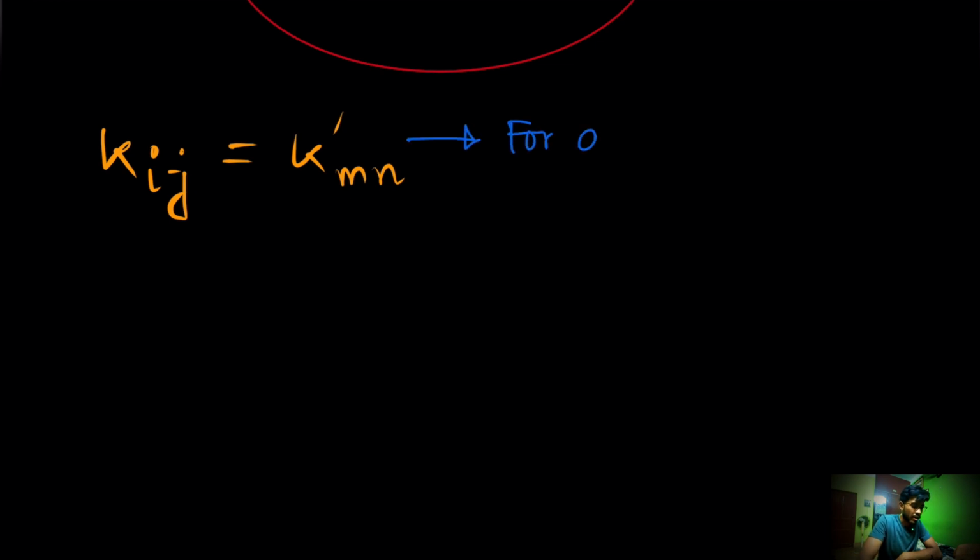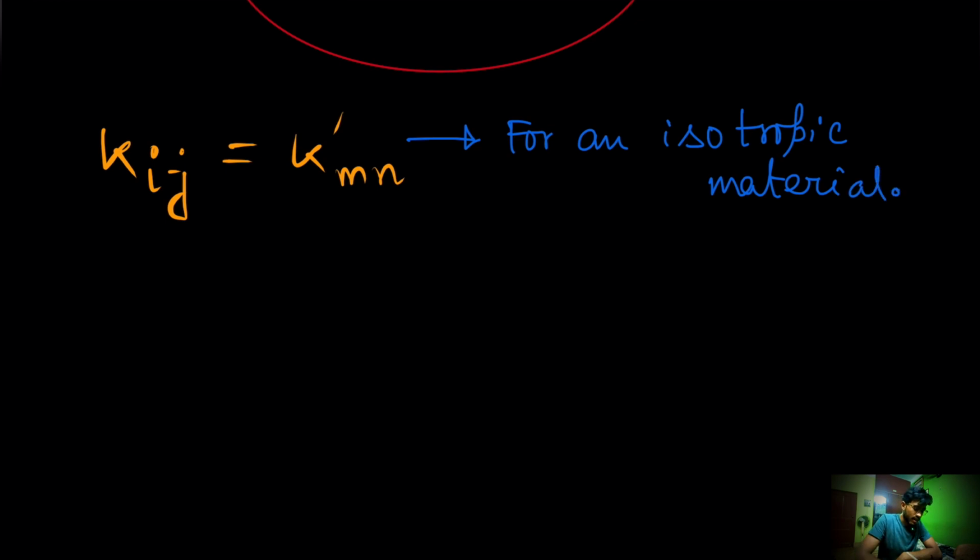Now the main thing comes. I have my thermal conductivity tensor Kij, and for an isotropic material, Kij is equal to K'mn. That is, the elements in the original coordinate system and the changed coordinate system will be identical. So this will be true for an isotropic material.